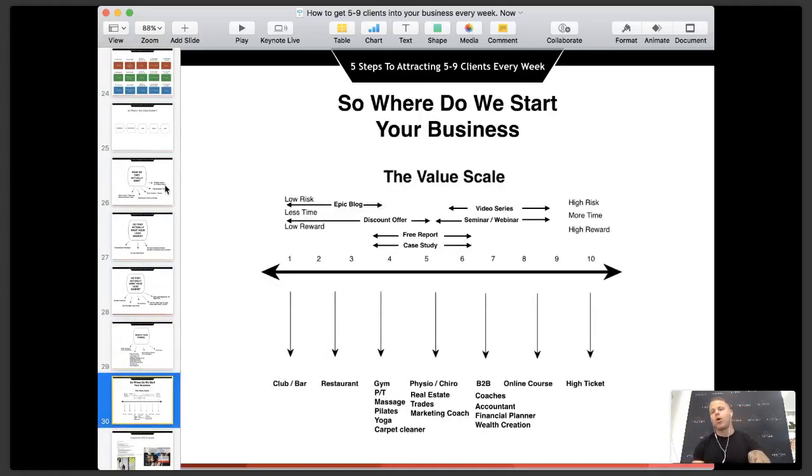So this is what I call the value scale. This is something I created, and I'm going to talk through every one on here. So how do you use this value scale? On the lower end of the value scale, this is low risk, less time, low reward. Emma, you're up around the 7 or 8 because you're selling $10,000 to $20,000 to $30,000 renovations. But down here, it's a club or a bar.